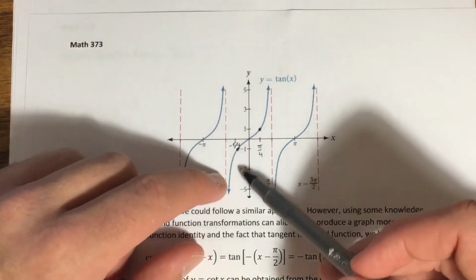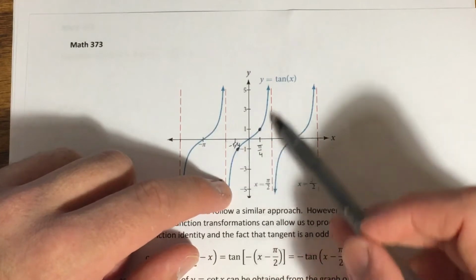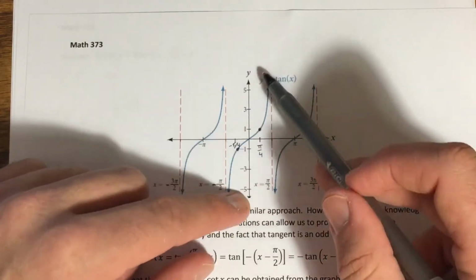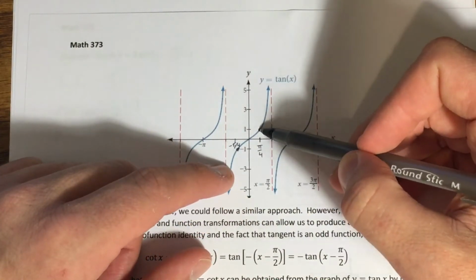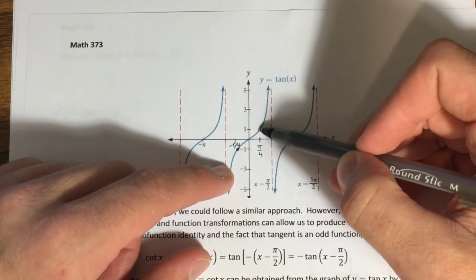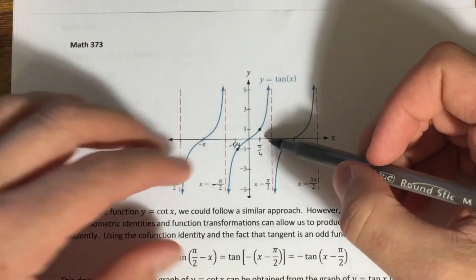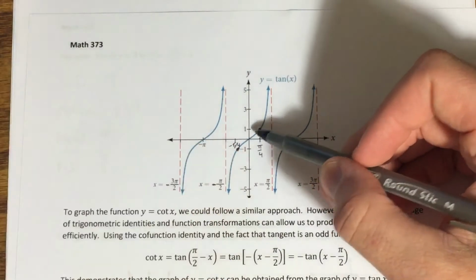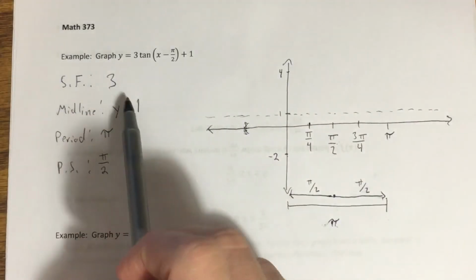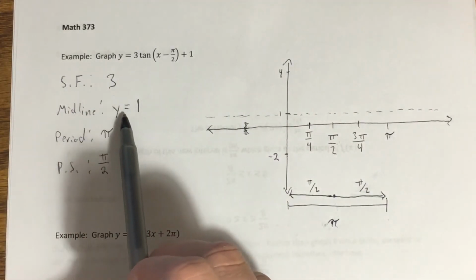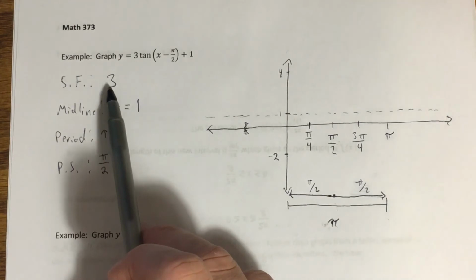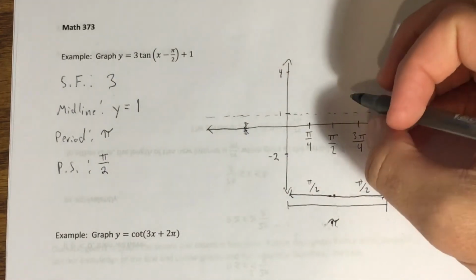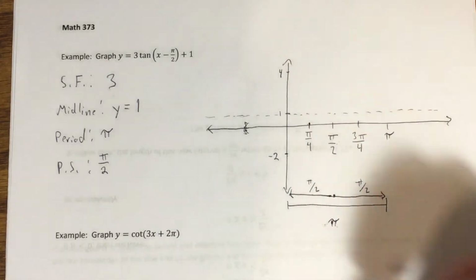If I'm multiplying my tangent function by some constant, stretching this function by that factor, it's going to multiply the distance between this point and the x-axis by whatever that stretch factor is. So instead of having a point with a y-coordinate of 1, it's going to be stretched by a factor of 3. Remember, the midline influences where that point is as well. So let's try and put all this together.